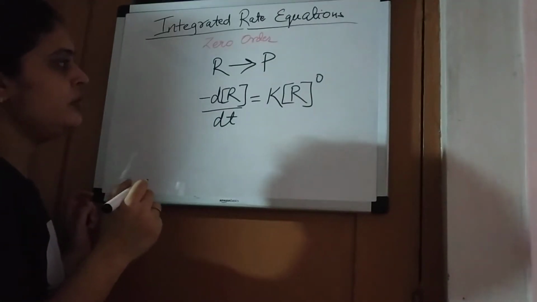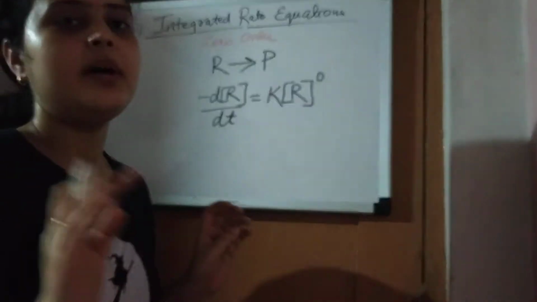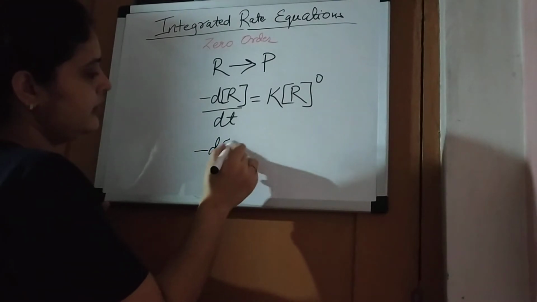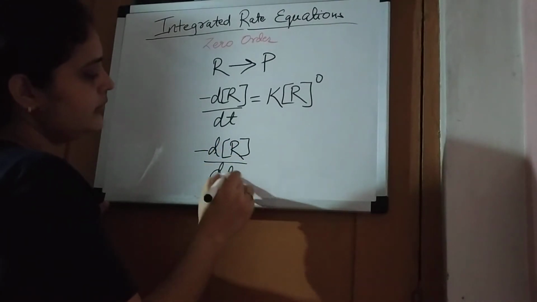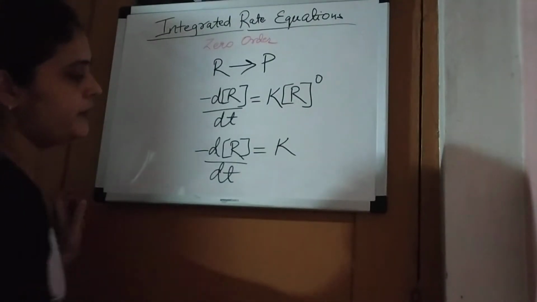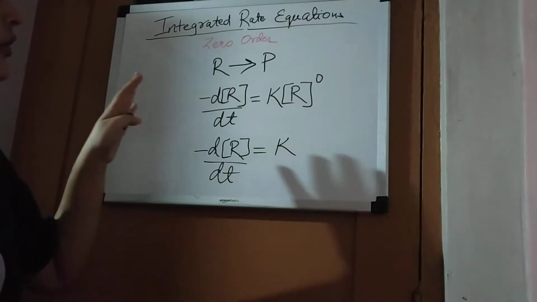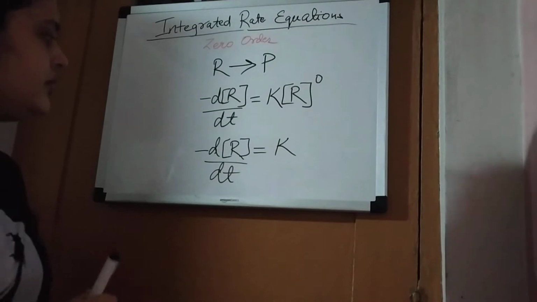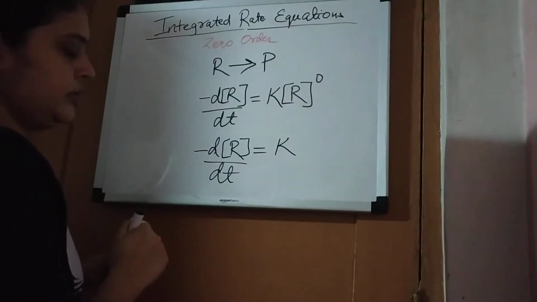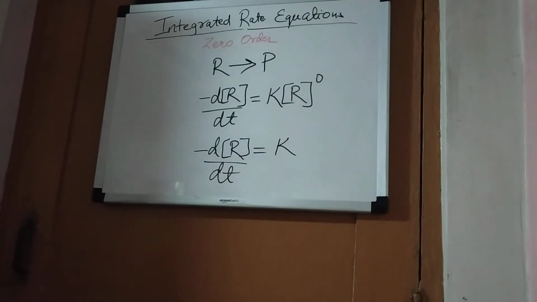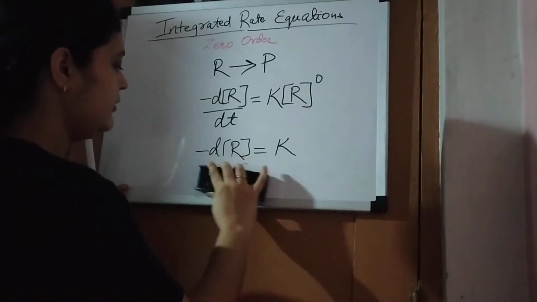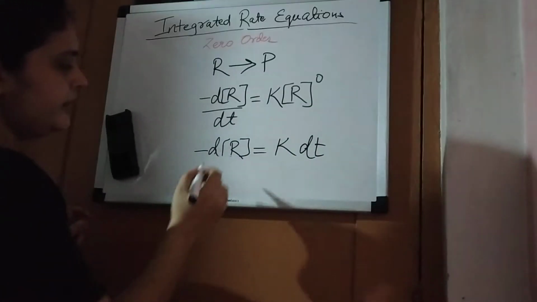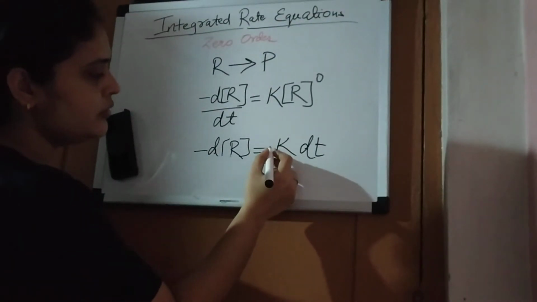Anything raised to the power 0 is equal to 1. So we will write minus d[R]/dt equals k. This is the final differential rate law for zero order reaction. Now we'll rearrange this. We'll write dt here, so it will be d[R] equals minus k dt.